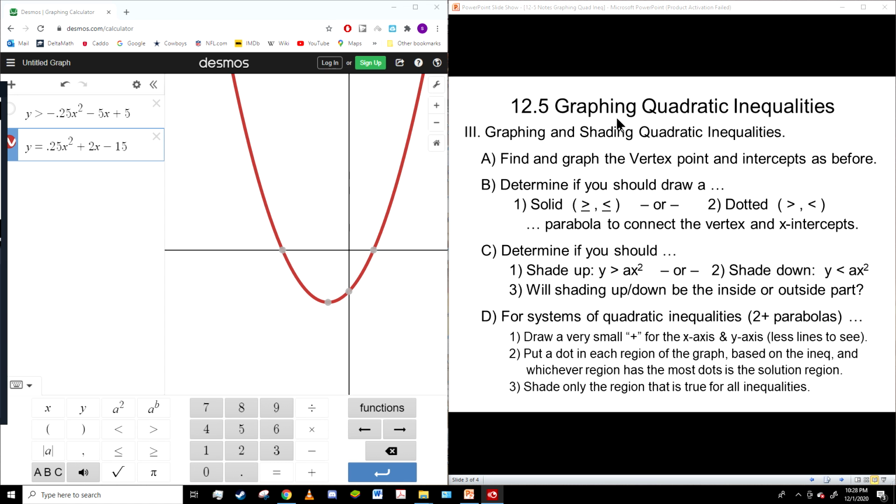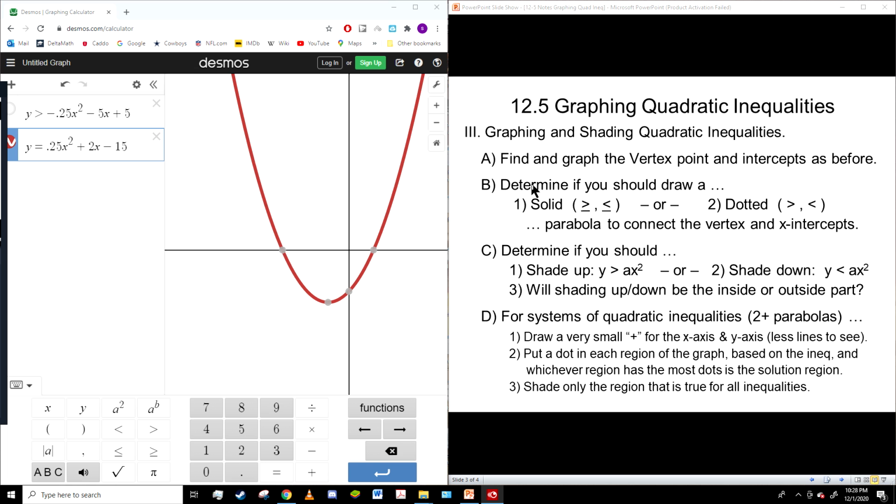Hello, today we're going to try graphing quadratic inequalities. So the first thing you're going to want to do is, of course, graph a parabola. Now on the homework tonight, I've already drawn the parabolas. You don't have to worry about that part. But you would do the parabola normally just like the lesson from yesterday, where you find the vertex point and the x-intercepts and you would draw a picture.